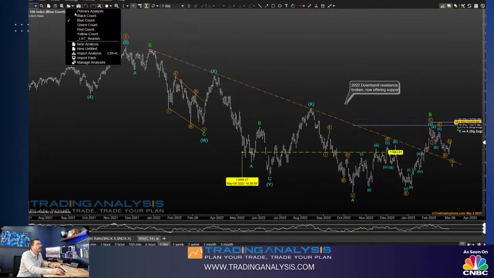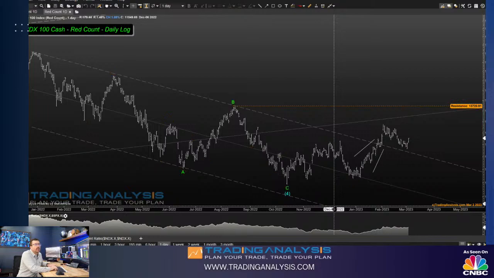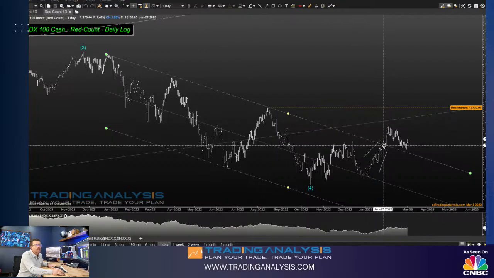This is our blue count. Let me go to red count. So all the gory Elliott wave stuff aside, the fact remains that we are at the same price as we were in May of 22. Downtrend resistance has been broken, now offering support.